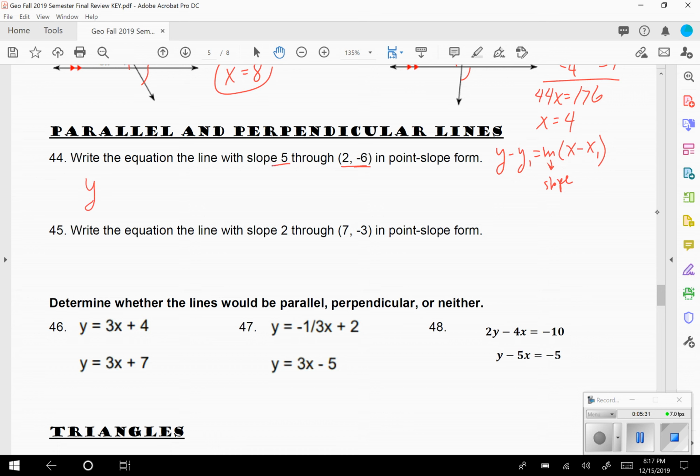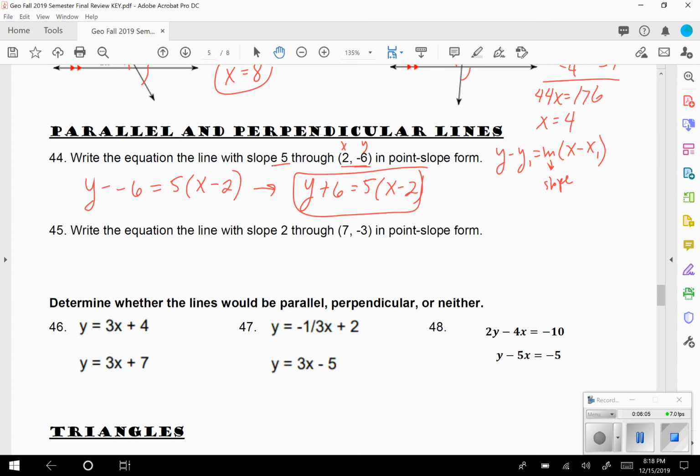So we have y minus, and now here we have our x and our y. So our y is -6, so minus -6 is equal to m, which is the slope, so 5, times x minus, and then the x from your point is 2. And then we'll simplify here. The only thing you need to clean up is this y minus a -6. Remember, minus a negative is really adding, so we get y plus 6 is equal to 5 times x minus 2. And that would be your answer on that one.